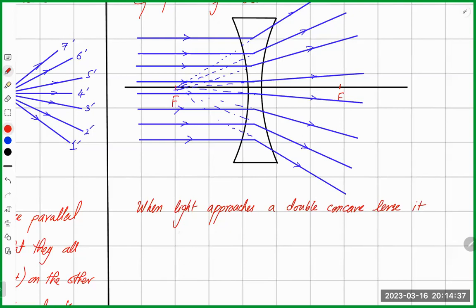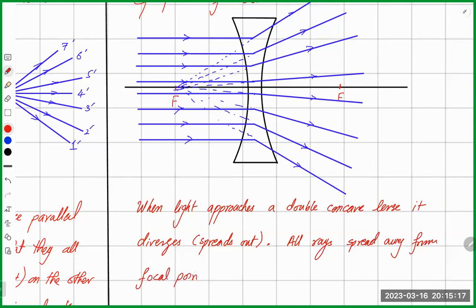When light approaches a double concave lens, it diverges. All rays spread away from the focal point or principal focus.